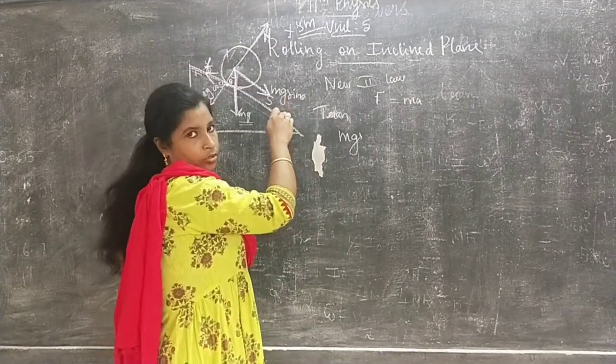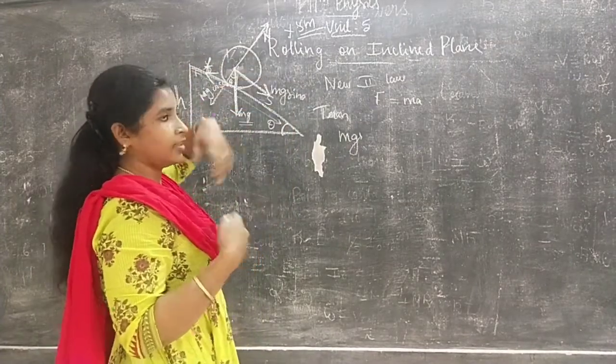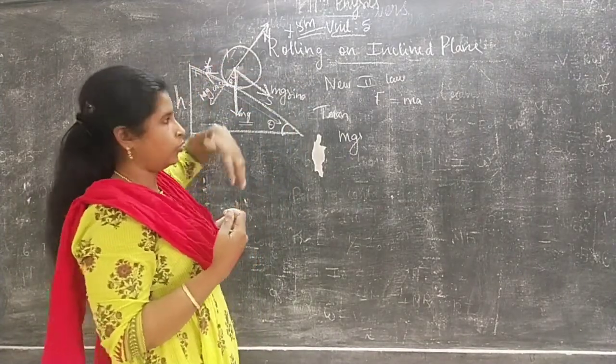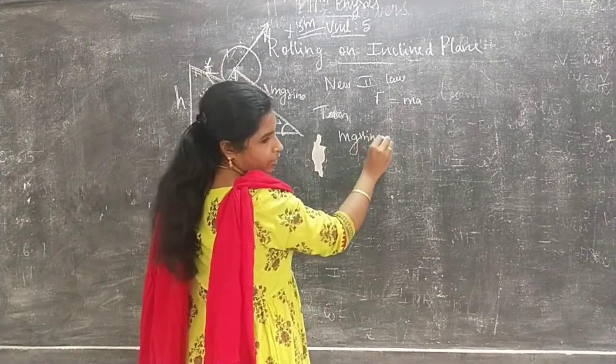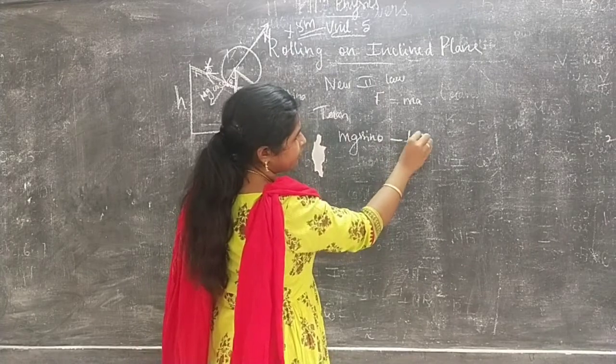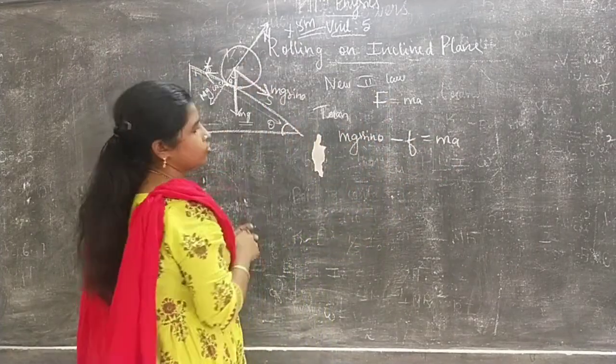mg sin theta wins, so the body will move in its direction. So you have to write first: mg sin theta minus f is equal to ma. These are the forces acting along the incline.